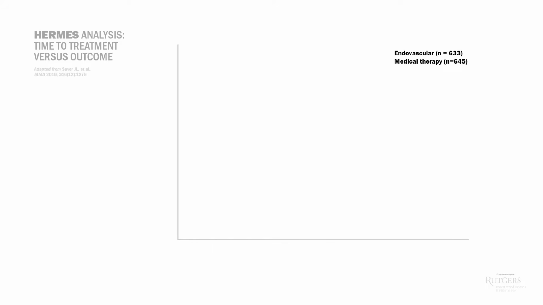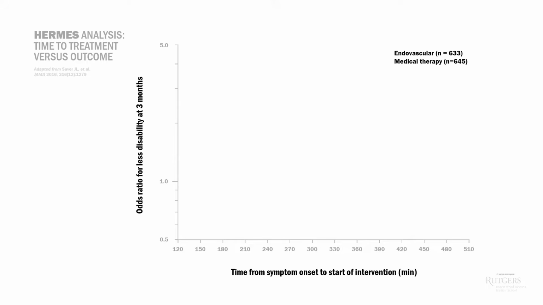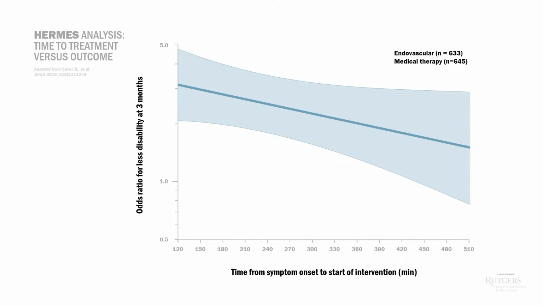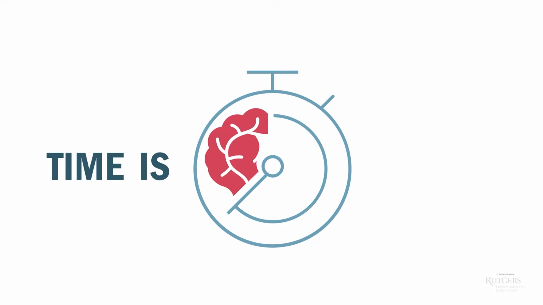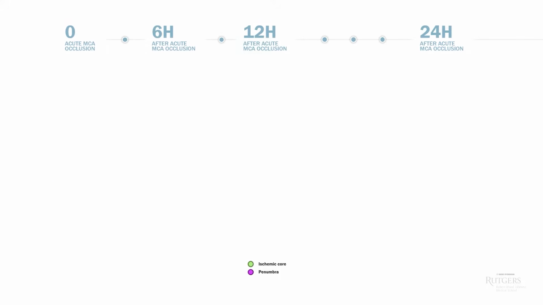The Hermes collaboration pulled data from these major trials and analyzed how time from symptom onset to start of intervention affects clinical outcome. The longer it takes to intervene on a patient with a large vessel occlusion, the lower the chance of favorable outcome. And by about 7 hours from stroke onset, the benefit of endovascular therapy disappears. There's no getting around it. Time is still brain. Time still matters when it comes to acute stroke interventions. But there are some patients that can still benefit from intervention beyond the conventional time windows.